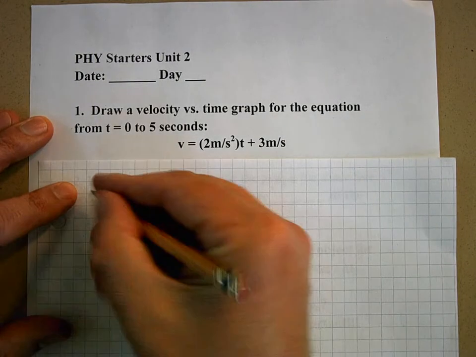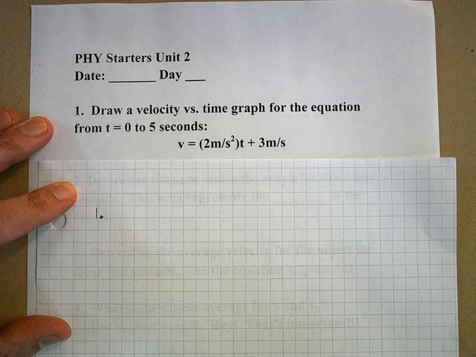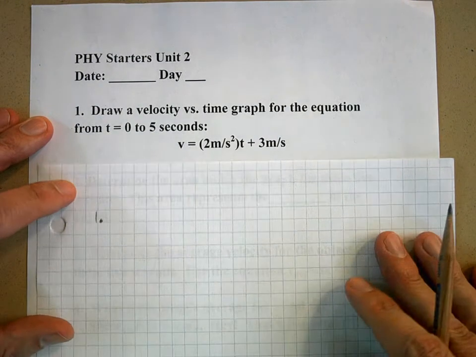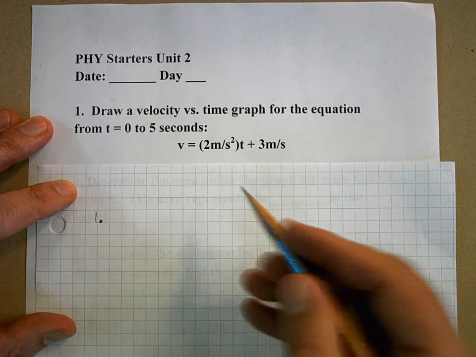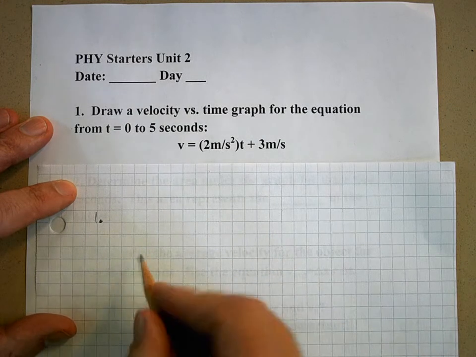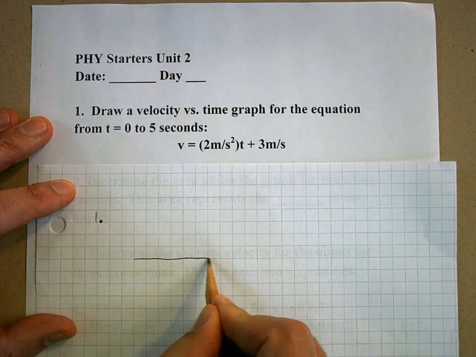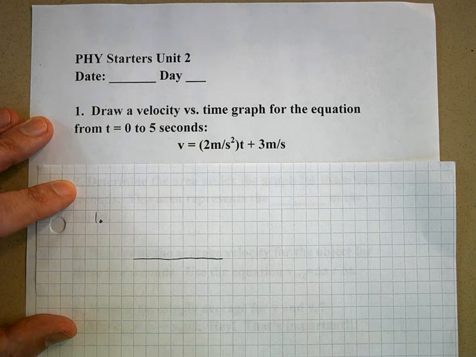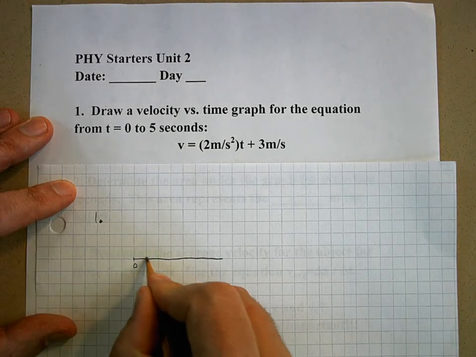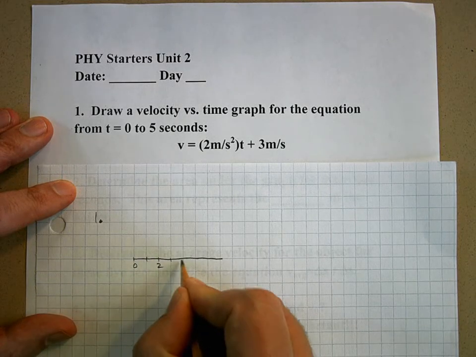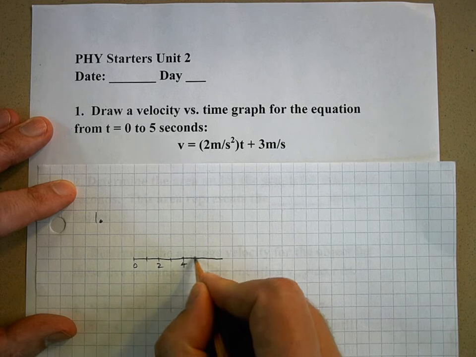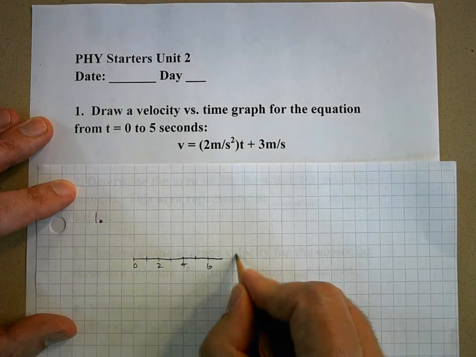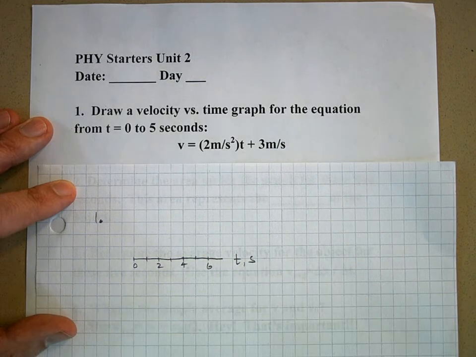So for number 1, well, let's see. For 5 seconds, I need to scale this properly. So we'll just go 1, 2, 3, 4, 5. On my own screen. Very good. Okay, so 0, 1, 2, 3, 4, 5. I'll go to 6. This is time in seconds.